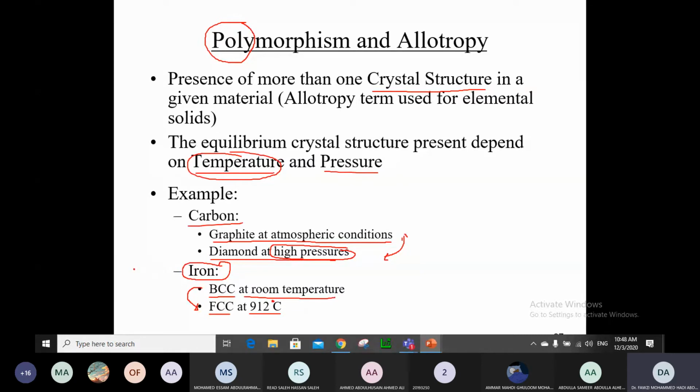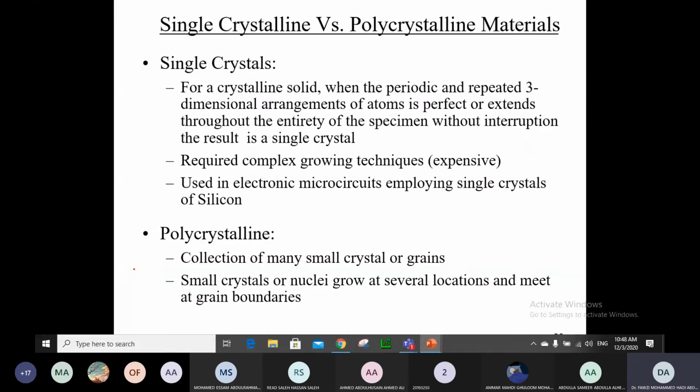So iron is another polymorphic material as well. So this is what polymorphism means basically. Next, we want to also understand this issue of single crystalline and the difference between it and the polycrystalline material. We already talked about that at the beginning of the course, but we are now going to formally address this and see why we produce single crystalline materials and polycrystalline materials.